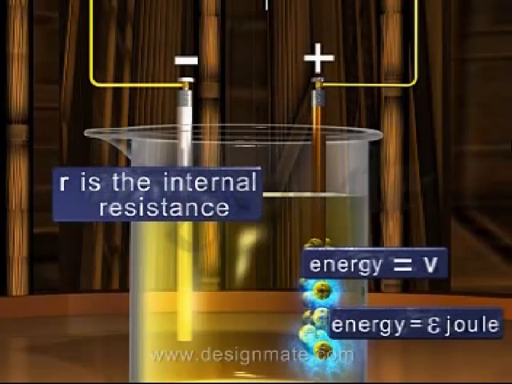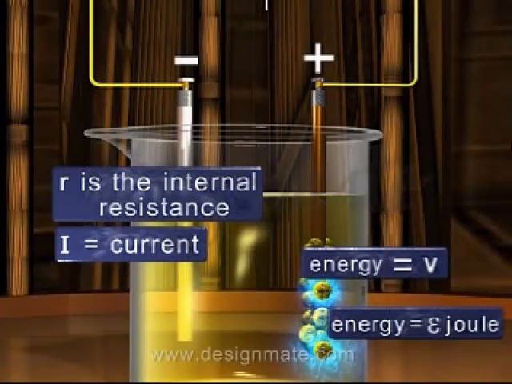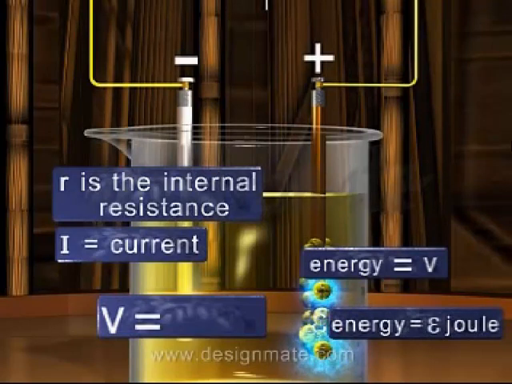This value V is called the terminal voltage or the electrical potential difference between the terminals of the battery. If R is the internal resistance of the electrochemical cell and the current passing through it is I, then V is equal to epsilon minus IR.